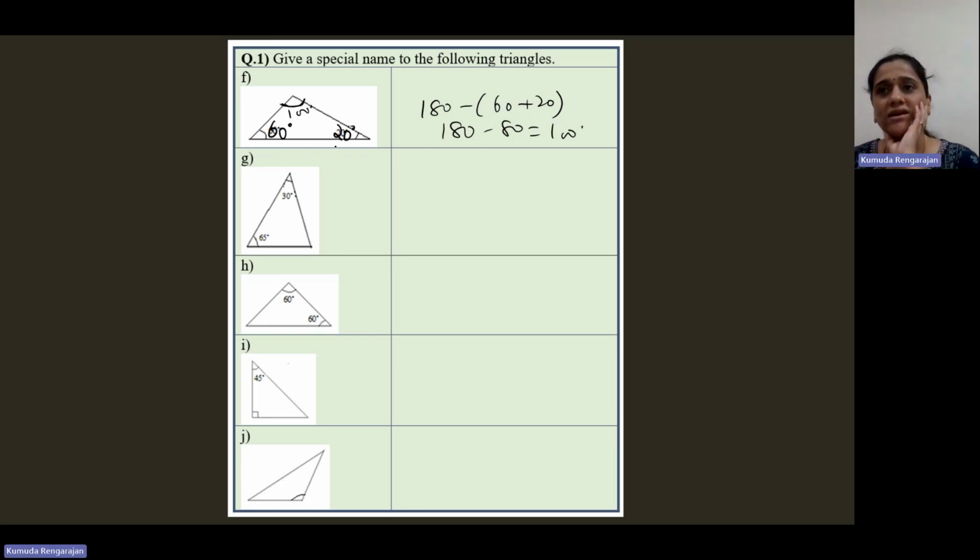And what is an obtuse triangle? A triangle in which one angle is an obtuse angle is an obtuse angled triangle. So this one is an obtuse triangle. You can say obtuse triangle or obtuse angled triangle. So actually we were given only these two angles, 60 degrees and 20 degrees.